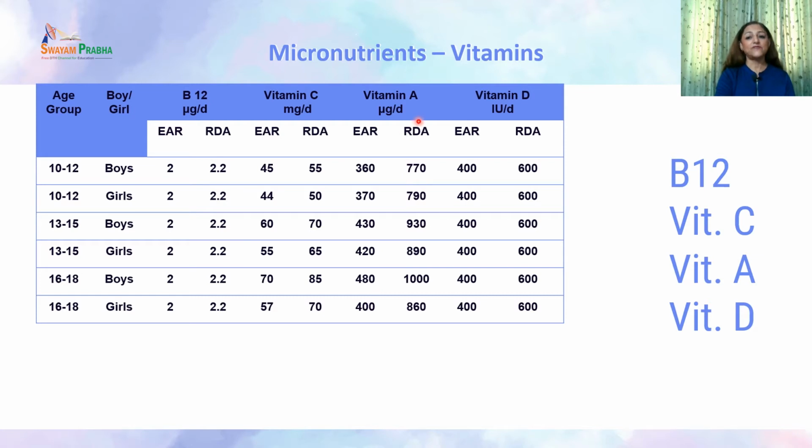And after safety margin, it goes up to 1000 in case of boys and 860 microgram in case of girls. And regarding vitamin D, it is recommended in international units, IU. The EAR and RDA is same for boys and girls from 10 to 18 years old, that is an EAR of 400 international units and an RDA of 600 international units for boys and girls between 10 to 18 years.